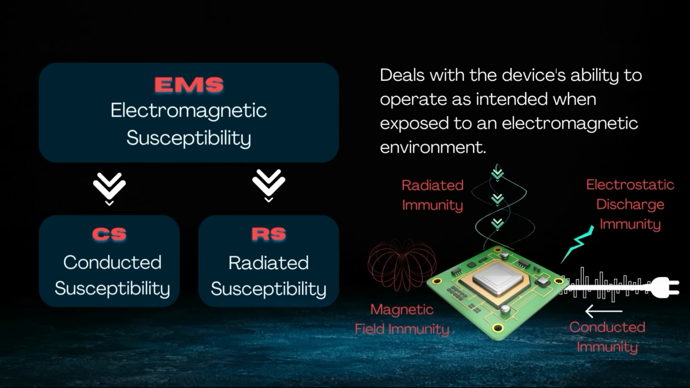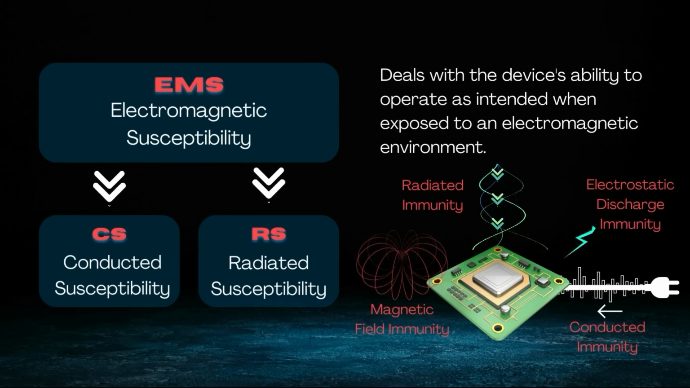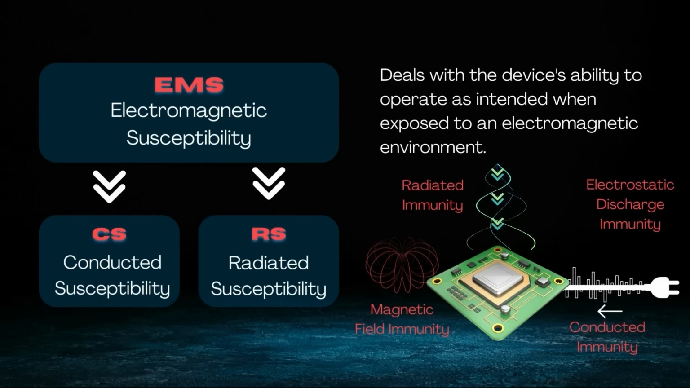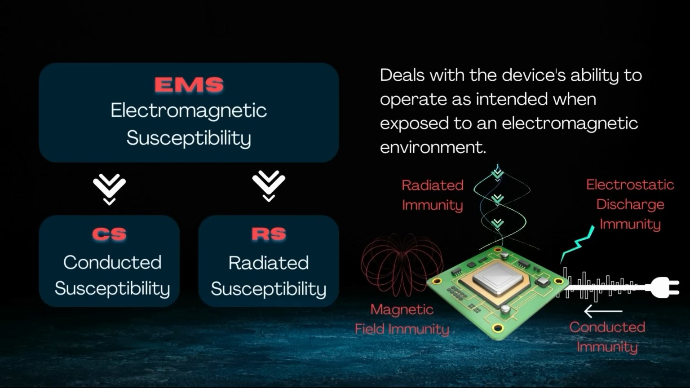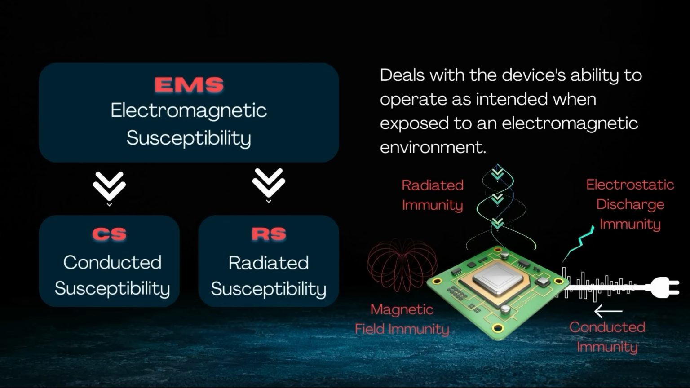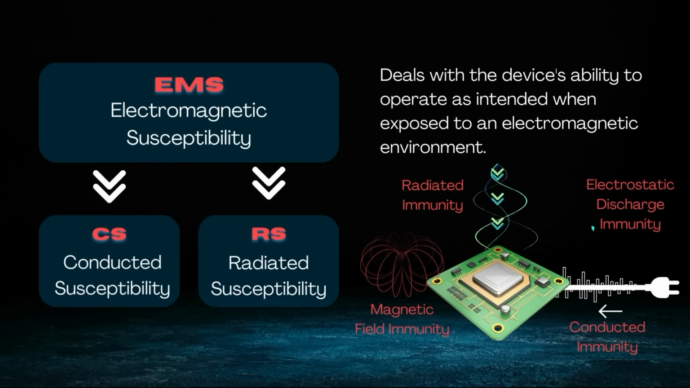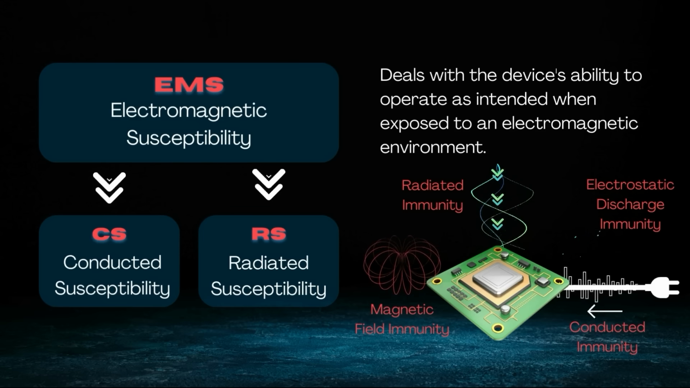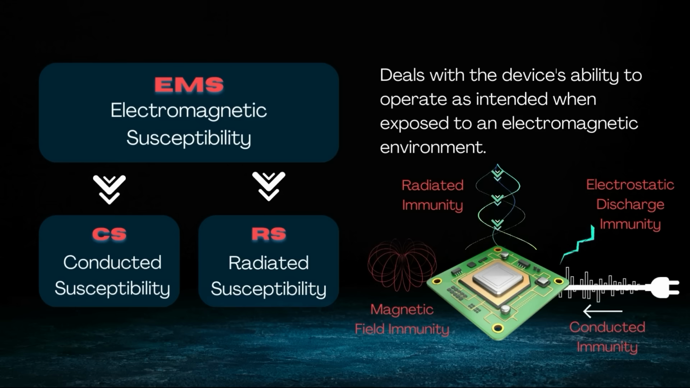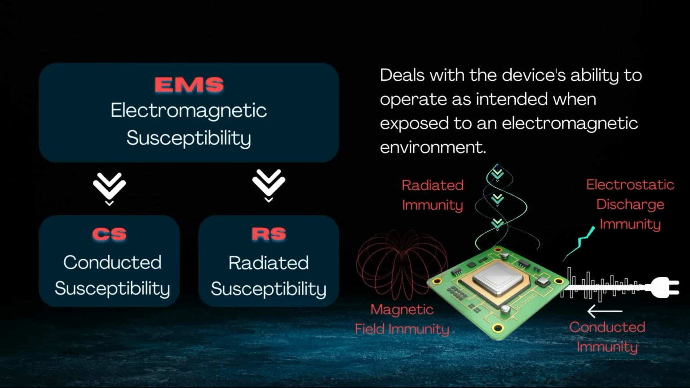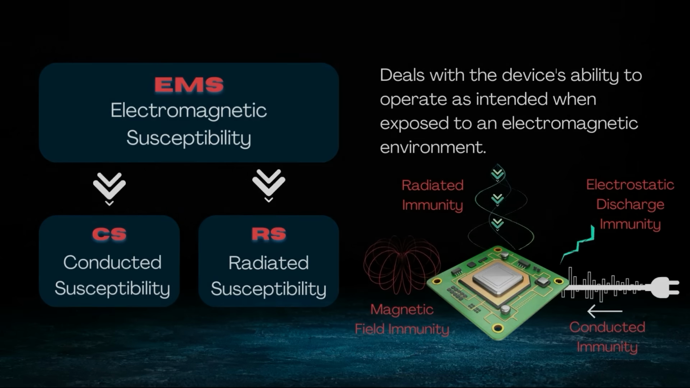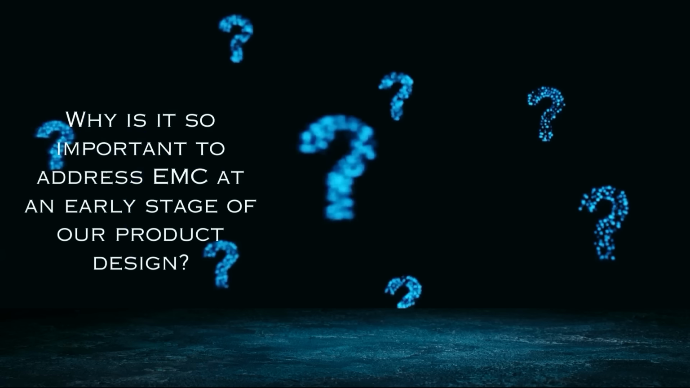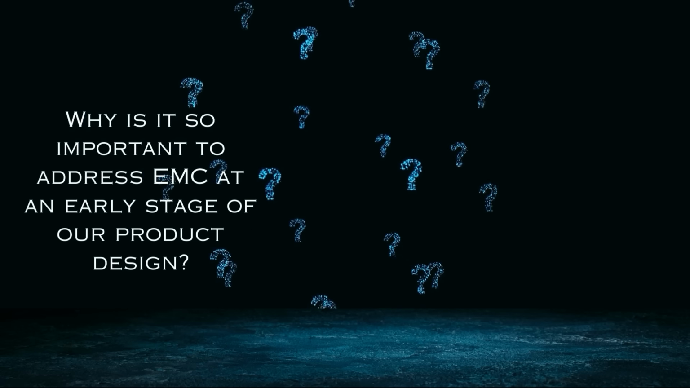Electromagnetic immunity or susceptibility, on the other hand, is the part of EMC that focuses on how well a device can function when exposed to electromagnetic fields, and ensures that electronic devices can still work properly even when facing external electromagnetic interference. This is important as the number of electronic devices around us increases, making the electromagnetic environment more complex and challenging.